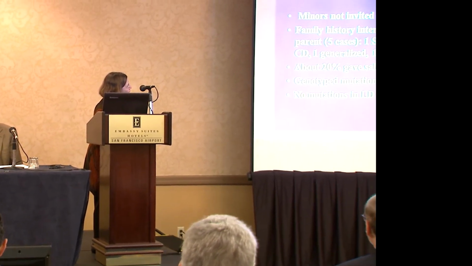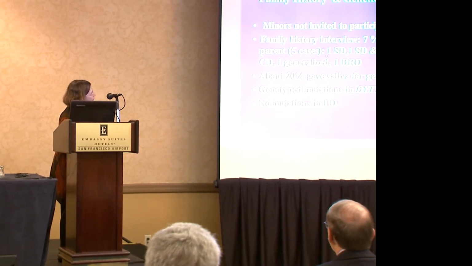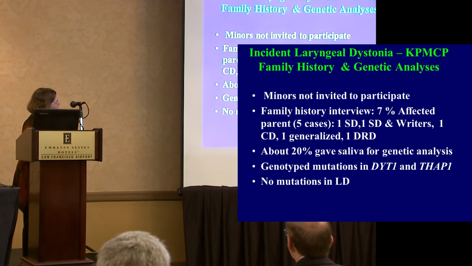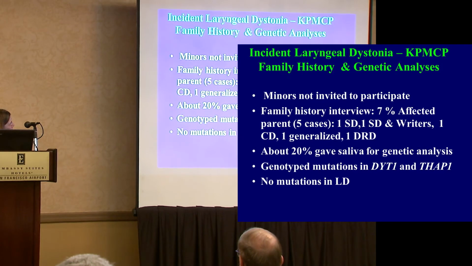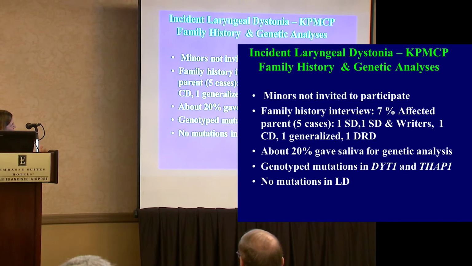We also looked for family history and looked for genotype changes in certain genes that had been associated with other primary dystonias. We had relatively few people who had a family history of dystonia, but we had about 5 cases who had affected parents, or 7% of the people who responded. Not everyone did respond.